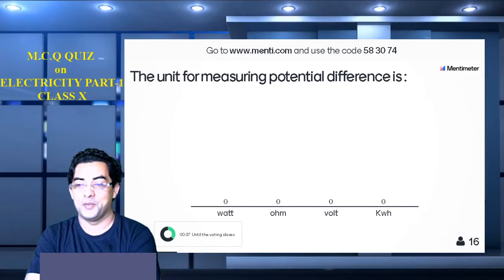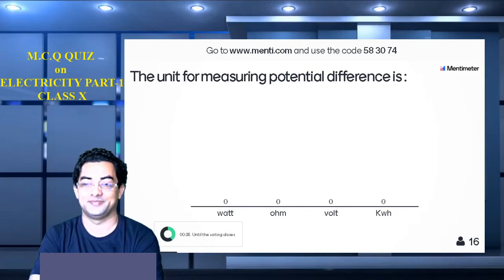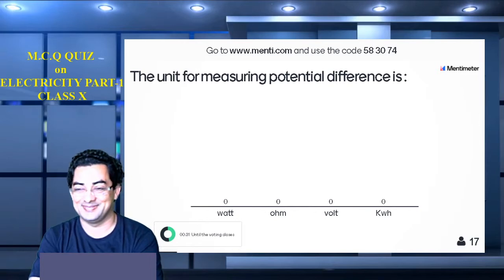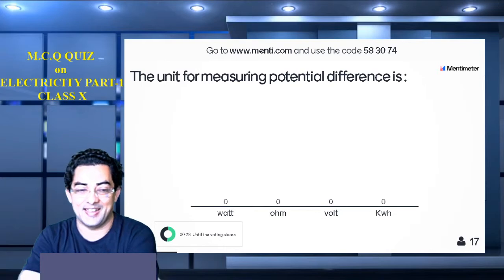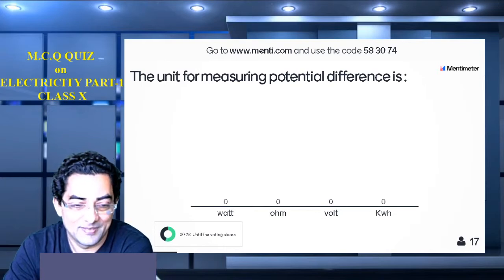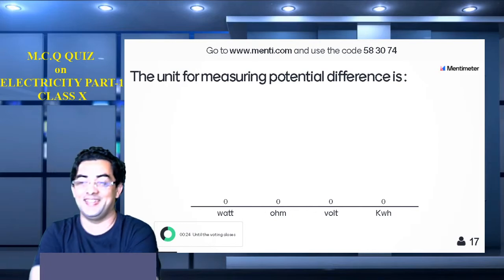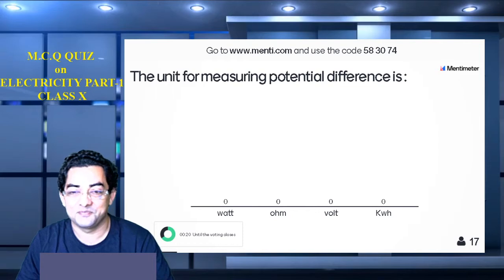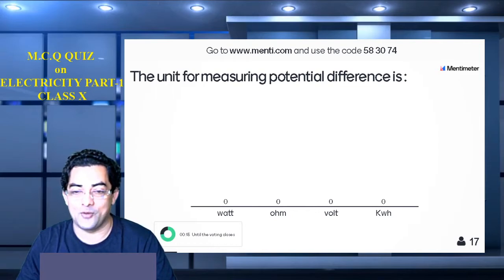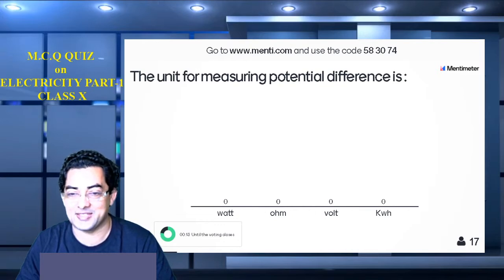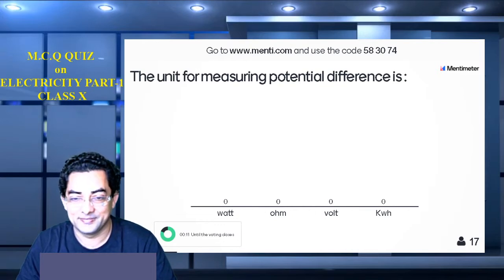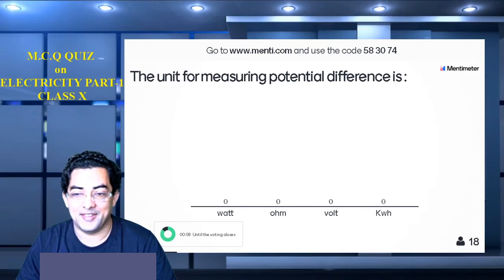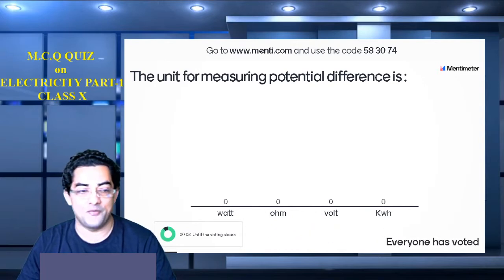Very simple. The SI unit of potential difference. The SI unit of potential difference. Right guys? Oh, that went wrong. It won't work, not at all. Pay proper attention. Unit for measuring potential difference. And we have got last 10 seconds left with us. 10, 9, 8, 7. Okay, so everyone has voted.